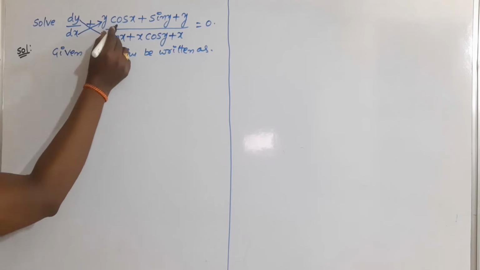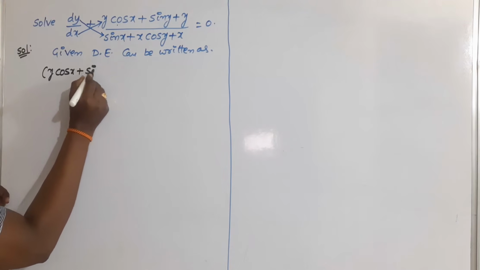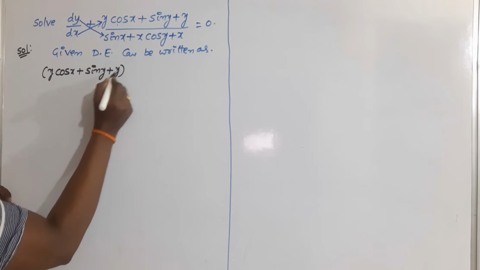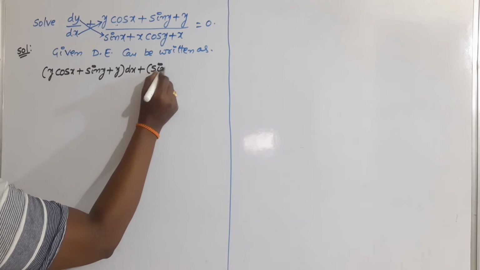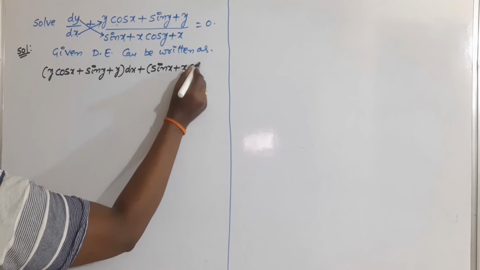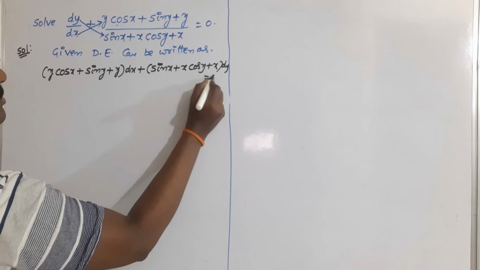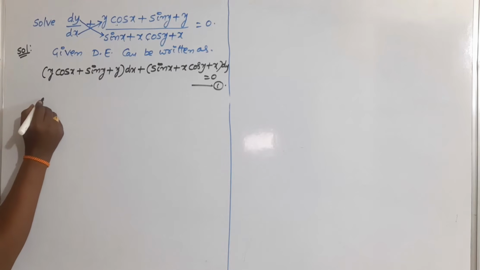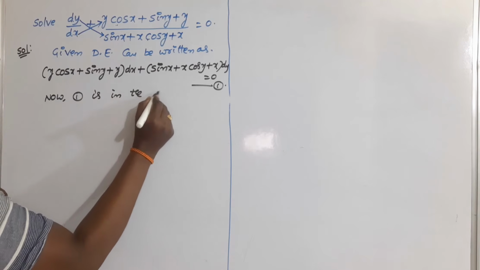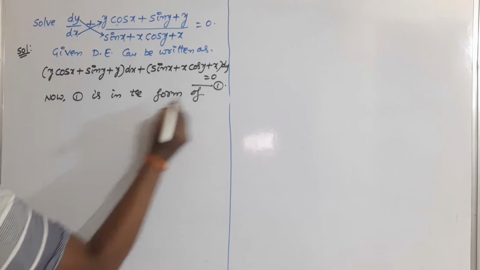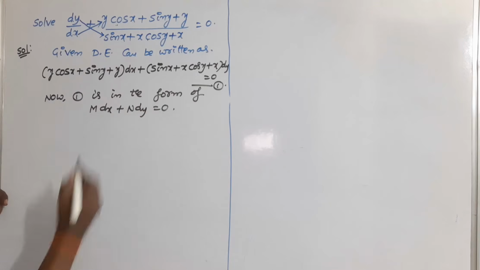y into cos x plus sin y plus y into dx, plus sin x plus x cos y plus x into dy is equal to 0. Take it as equation number 1. Now equation number 1 is in the form of M dx plus N dy is equal to 0.